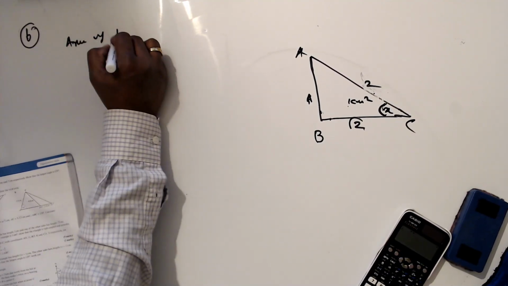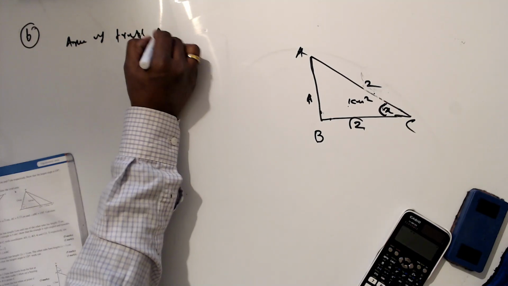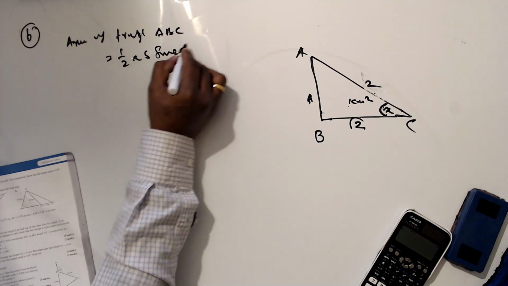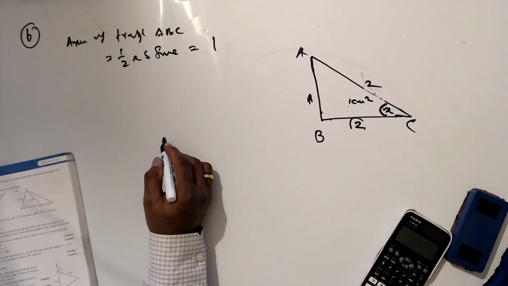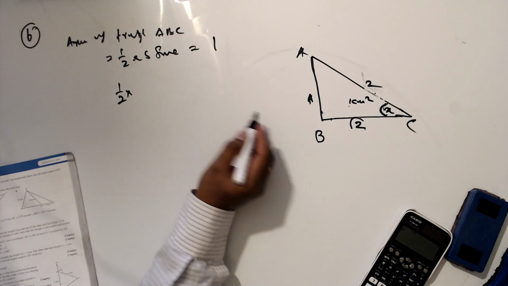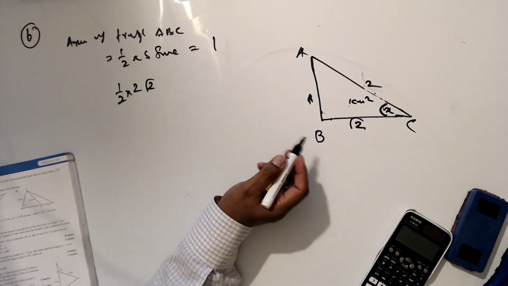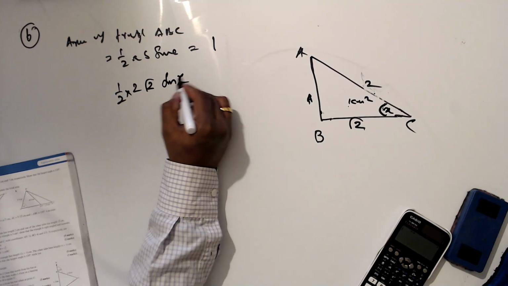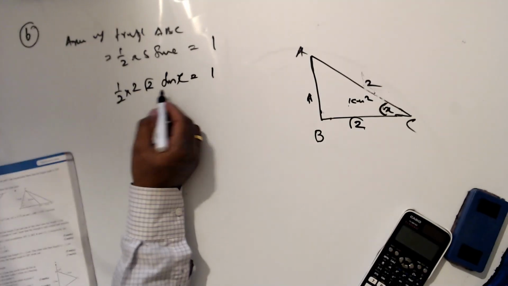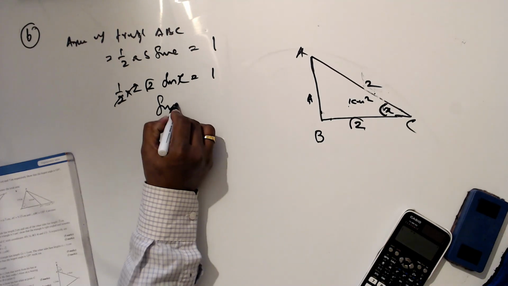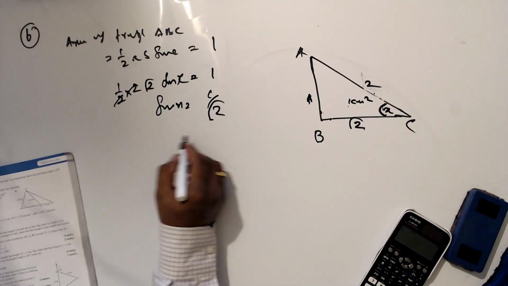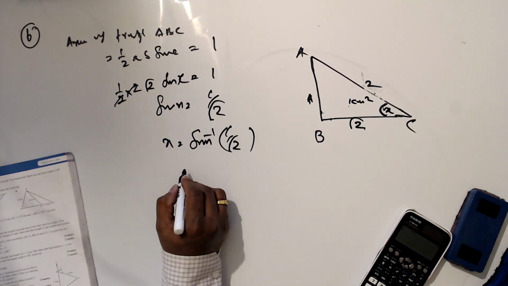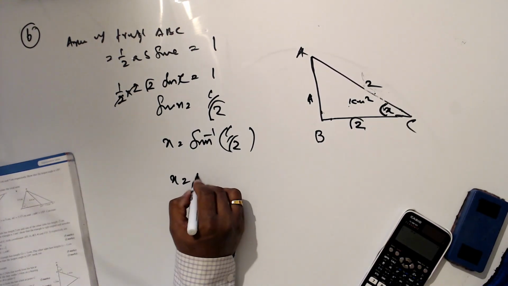Area of triangle ABC equal half by AB sine C equal 1. It is given. So half by 2 and square root 2 sine x equal 1. 2 and 2 cancel out. Sine x equal 1 over square root 2, x equal sine inverse 1 over square root 2, which is 45.